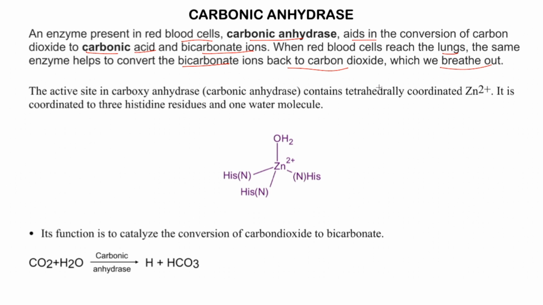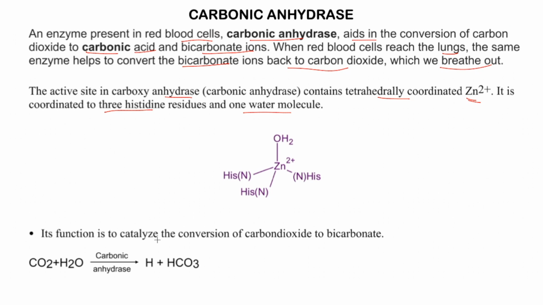So this carbonic anhydrase is a very important enzyme which carries out the excess or used carbon dioxide from your body, and it takes it till the lungs so that you breathe that out. The active site of the carbonic anhydrase contains tetrahedrally coordinated zinc plus 2 ion, and it has coordination to 3 histidine residues and 1 water molecule. This is how the active site of carbonic anhydrase looks like.